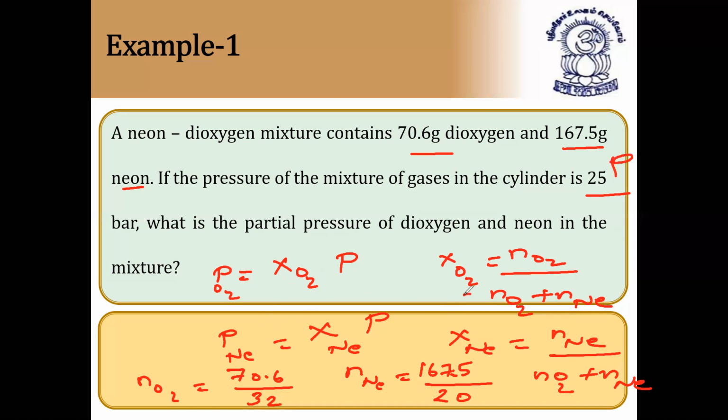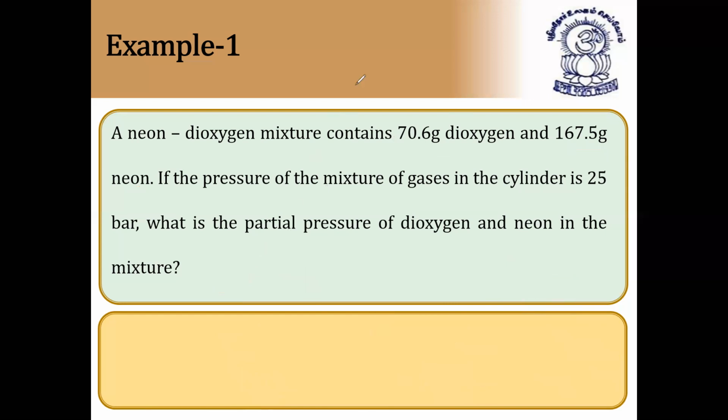So first you have to find mole fraction of oxygen and mole fraction of neon, and from this you can find the partial pressures. So automatically you'll get the answer. I hope it is clear. Partial pressure of dioxygen will be in bars, as well as neon: 5.2 bars and 19.8 bars.